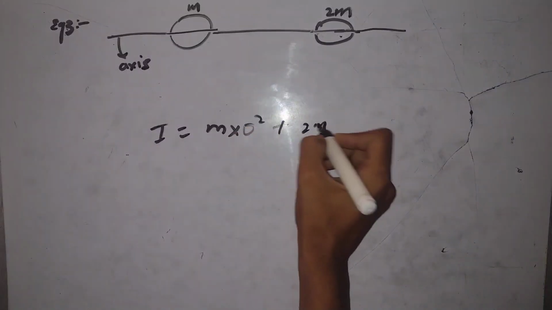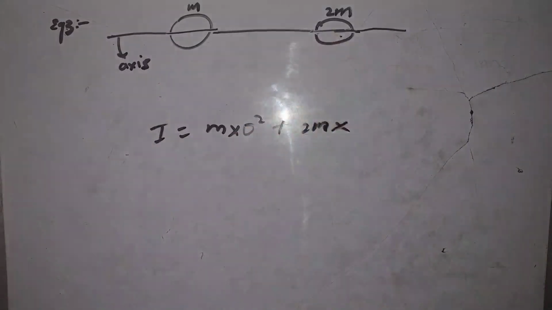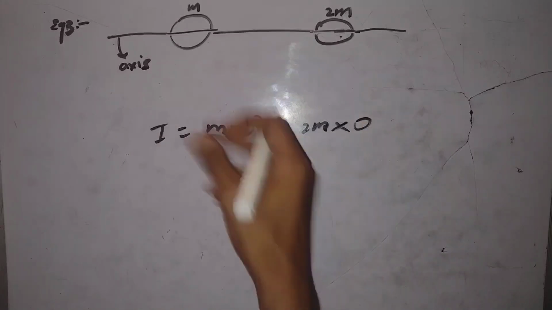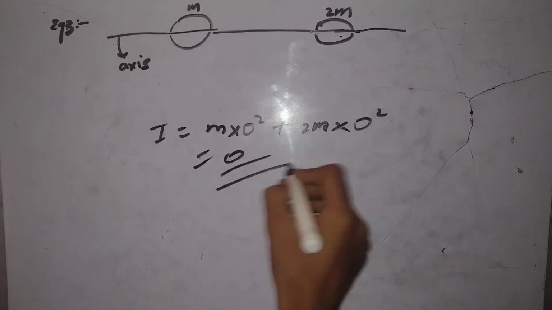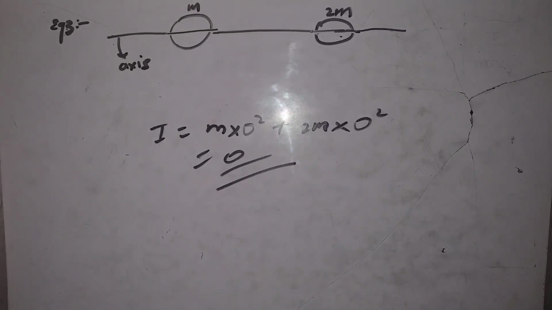This is 2m, and the distance from the axis is 0, because the axis is passing through the mass, so this is 0 square again, so this thing is 0. Okay, so that's about mass distribution and moment of inertia.